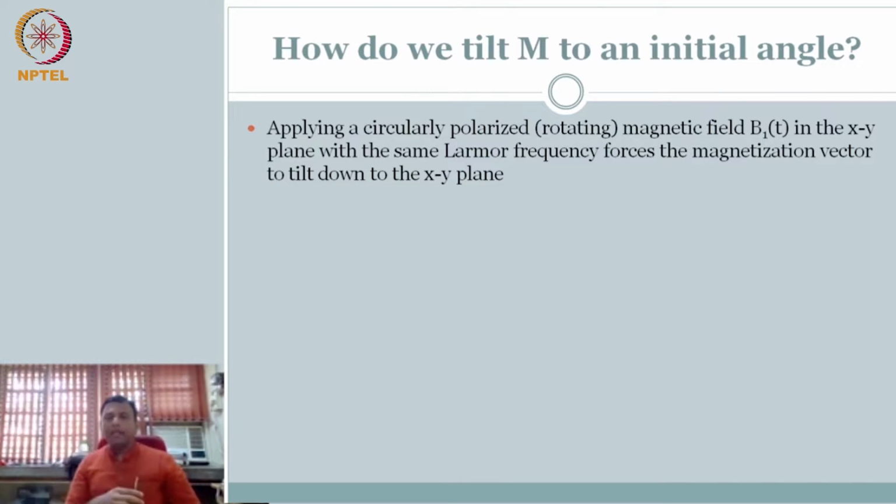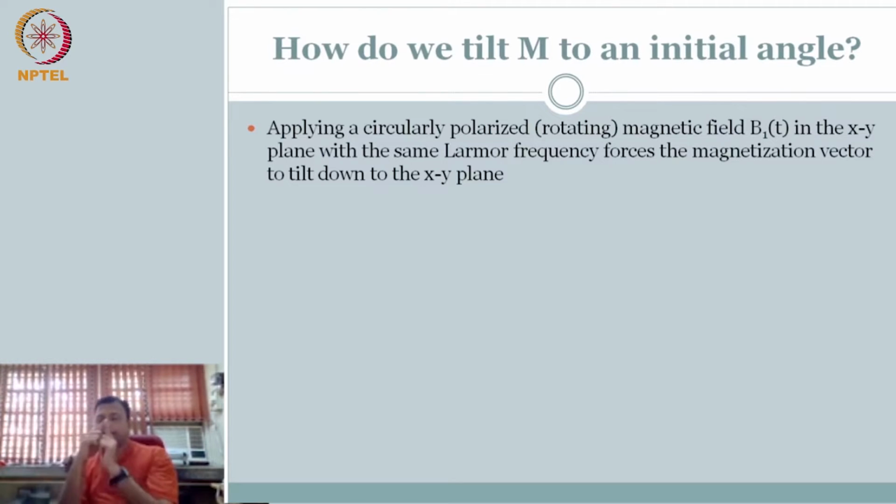So therefore we apply a circularly polarized magnetic field. So what do they mean by circularly polarized? If you were to track the path of your additional magnetic field, right, your B1 field, then it will look like a circle in the XY plane. That is what they mean by a circularly polarized magnetic field. It has to be applied at the same Larmor frequency. If you do that, you could essentially tilt the M vector.